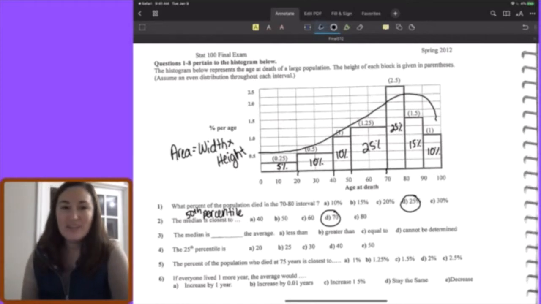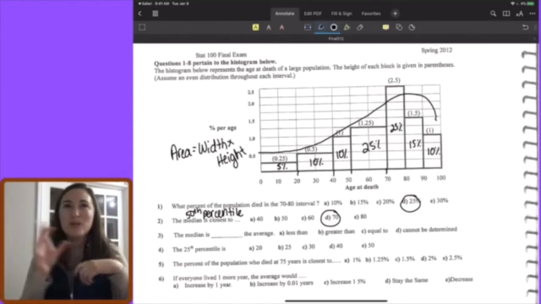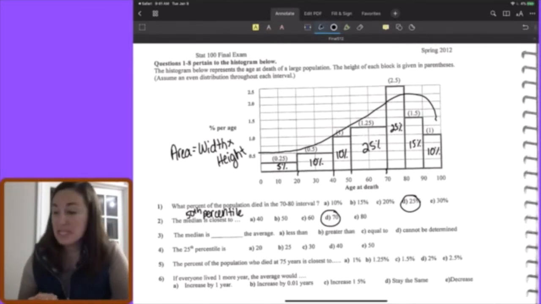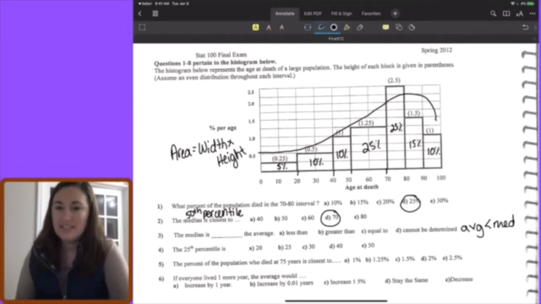And so the median, remember, is the 50th percentile, and then the average takes into account all of the data, and it's the mean. So if there's a long left-hand tail, then these lower numbers are going to affect the average. The average is affected by the extreme values. So the average is probably going to be smaller than the median in this case. Average is less than the median.